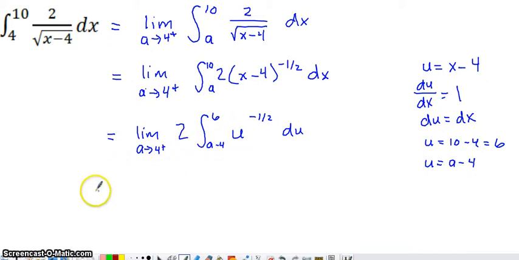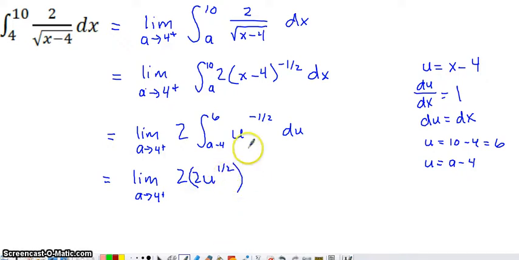Now we're ready to go ahead and do our antiderivatives. So can't forget about this limit. Have to carry it through within our work here. We're letting a approach 4 from the bigger side. 2's still there. What's the antiderivative of u to the negative 1/2? Well, if you add 1/2 to that, you get 1/2. If you divide by 1/2, that's the same as multiplying by 2. So here's the antiderivative of u to the negative 1/2.